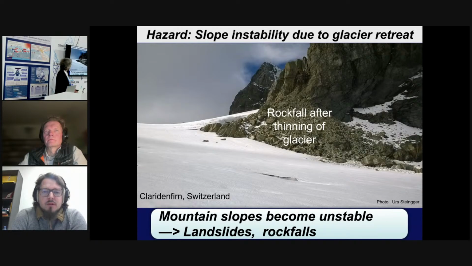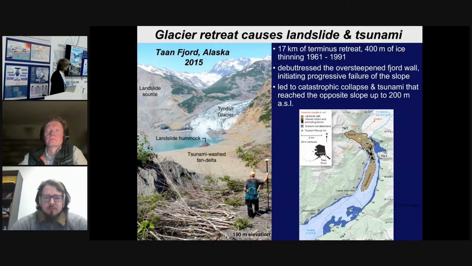We also have slope instabilities due to glacier retreat. Here, the glaciers essentially hold back, they stabilize the adjacent slopes, and you can have more rock fall after thinning of the glacier. Here, an example from Switzerland. Another example here from Alaska is a glacier that has retreated 17 kilometers over a few decades. And what happened is it is essentially debuttressing, destabilizing these over-deepened fjord mountain walls. And that initiated then a progressive failure of the slope.